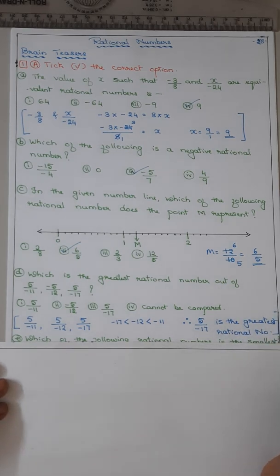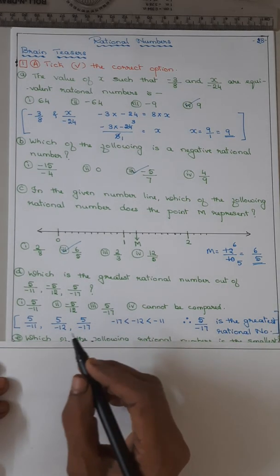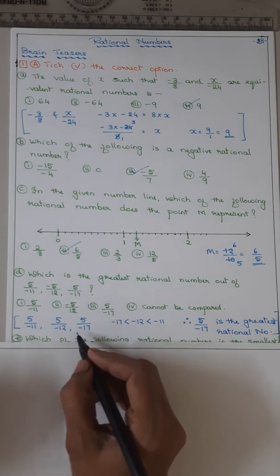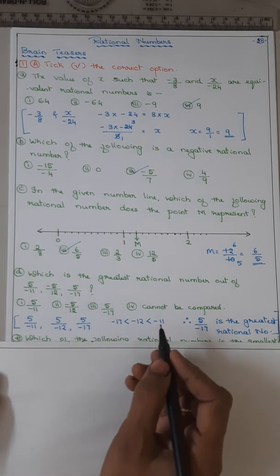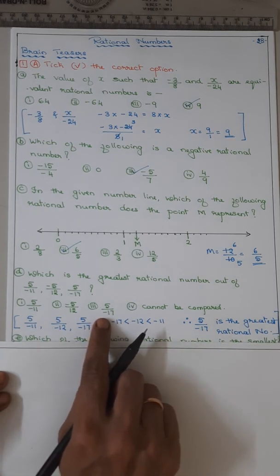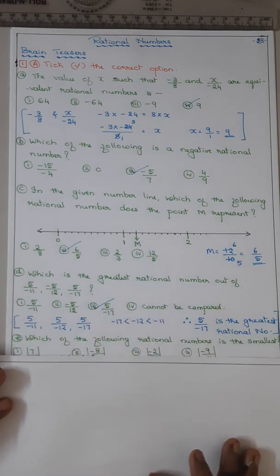Okay. So when the numerator is the same, the rational number with the smallest denominator will be the greatest. So in this, which is the option? It is the third option, 5 by minus 17.